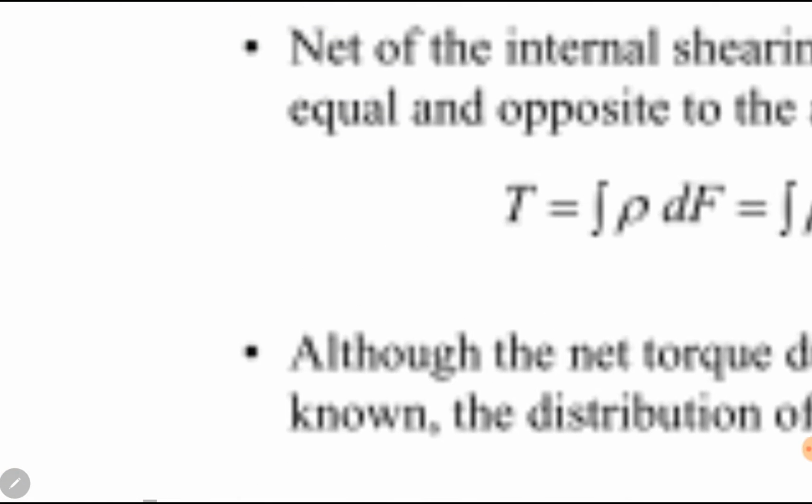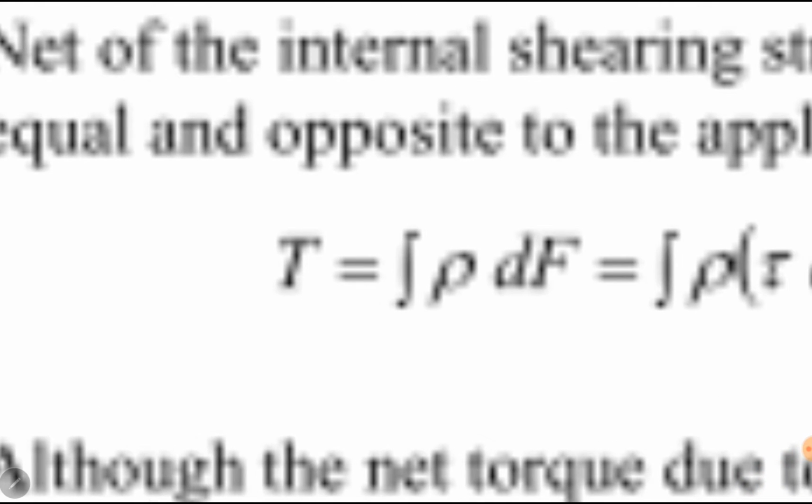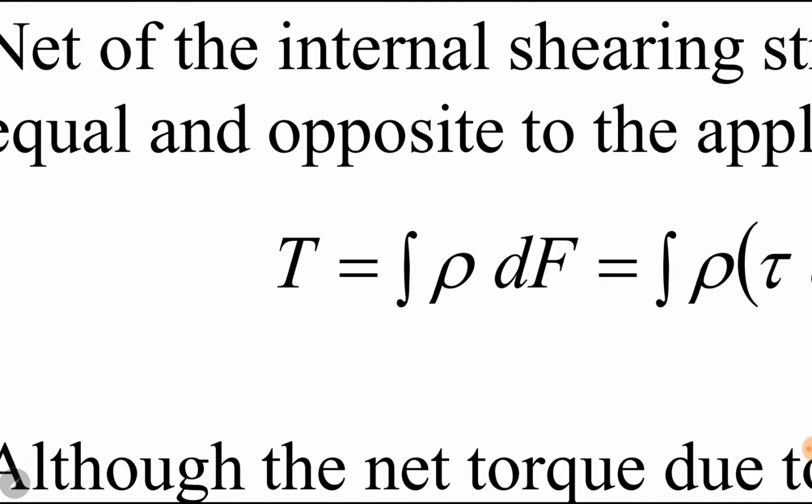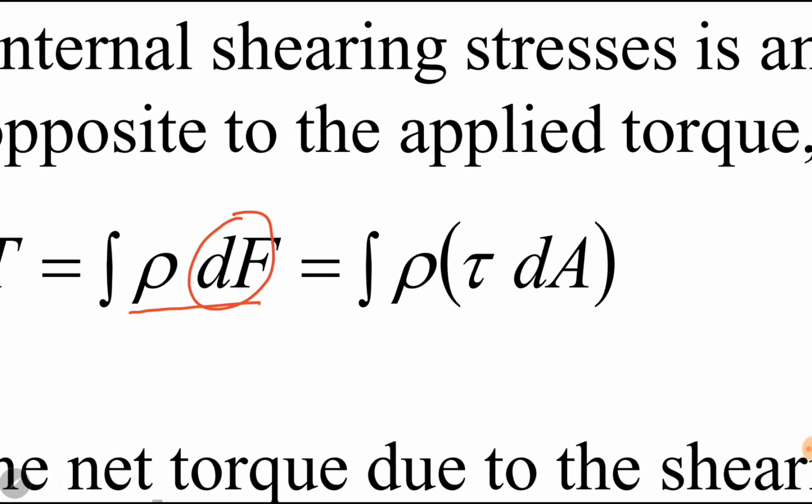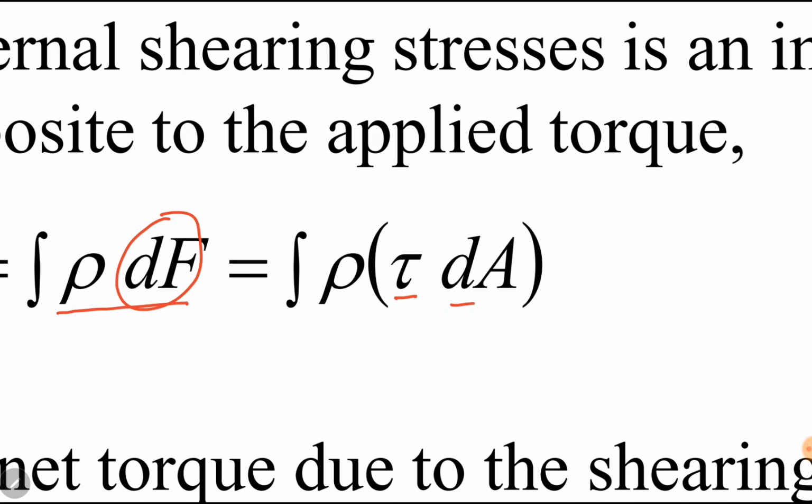So we can say that torque is the sum of the product of force and its distance from the center. Force times distance from the center is rho times dF, where dF is force and rho is the distance from the center. This integral sign is used for summation. There are multiple forces and multiple torques, and their sum is equal to the total torque. Now we can write force as a product of stress and area, so we can write dF as stress times area.